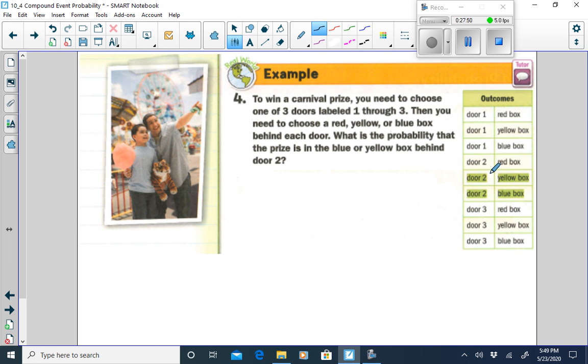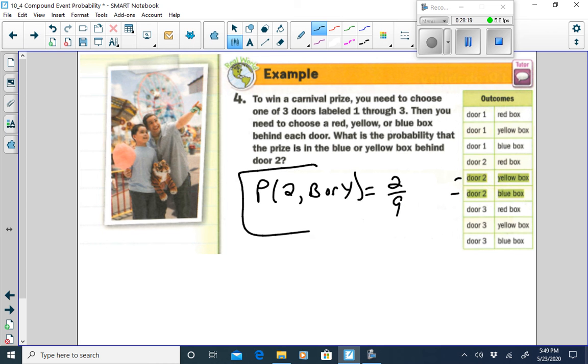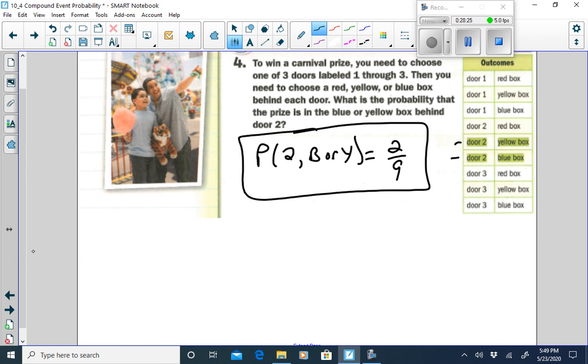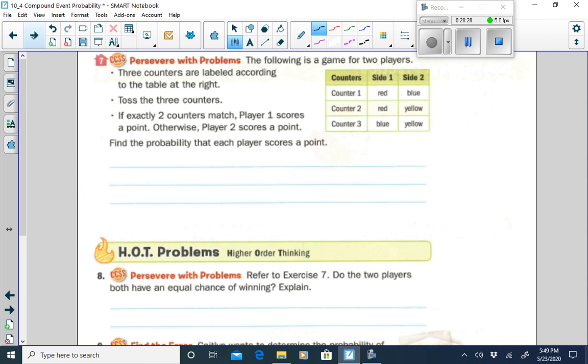Well, the sample space is already created for you, right? Using a list: door 1, door 2, door 3. So we have 2 possible winners here out of the 1, 2, 3, 4, 5, 6, 7, 8, 9. So the probability of door 2 with blue or yellow is equal to 2 ninths, right? And that's just reading from our organized list in our sample space. Okay, all right, let's finish this up here.